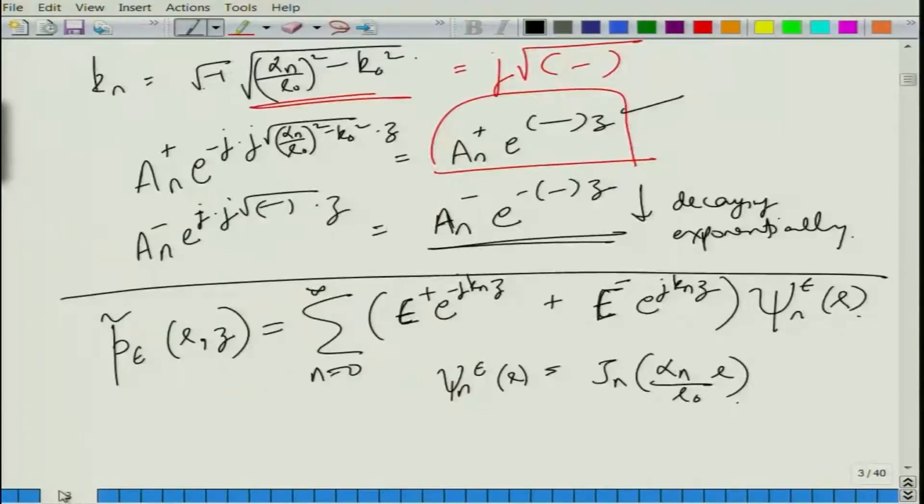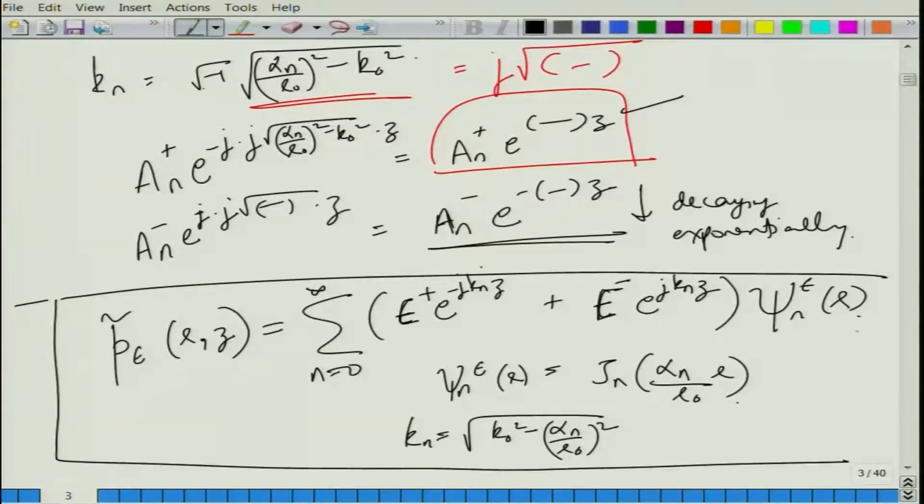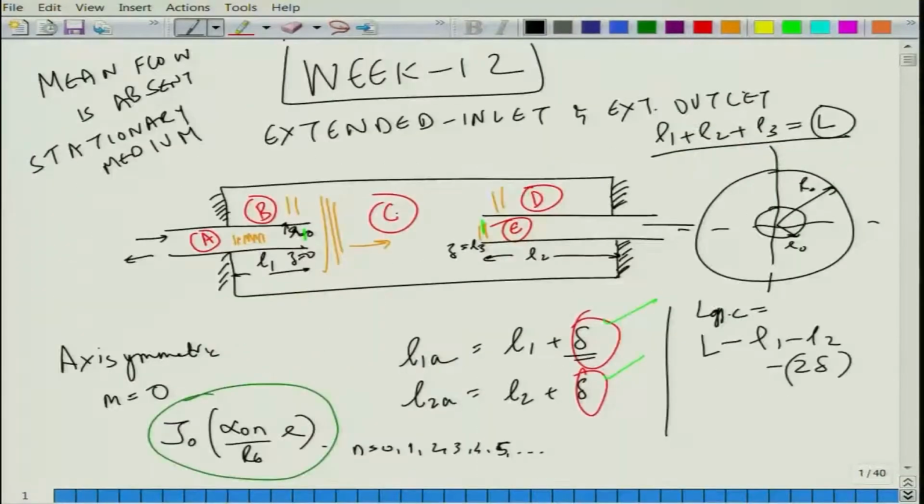We get this sort of a thing, and k_n is the same, k naught square minus alpha n by r naught square, we get the same thing. Now we have this. Now, how about the chamber region? Let's worry about the chamber region now, that is basically the C region.